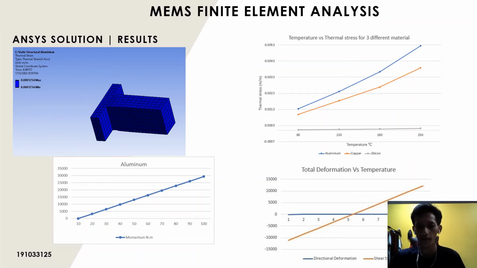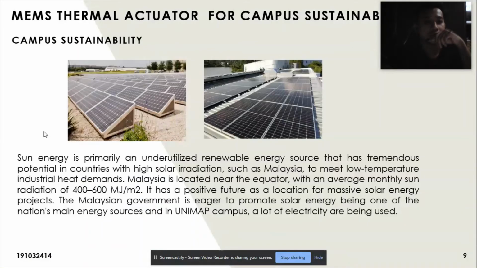The second graph here is the total deformation versus temperature. As the temperature increases, so does the total deformation. And the third graph here is aluminium against the momentum. Same as the second graph, as the temperature increases, so does the momentum of the structure here. That's all. Thank you.